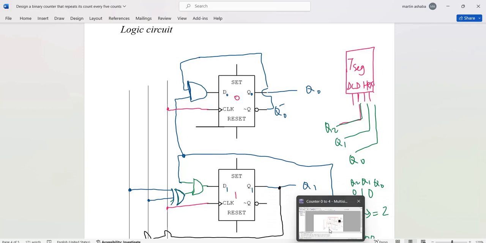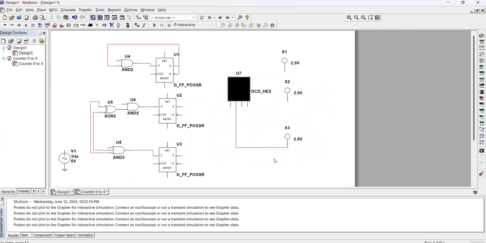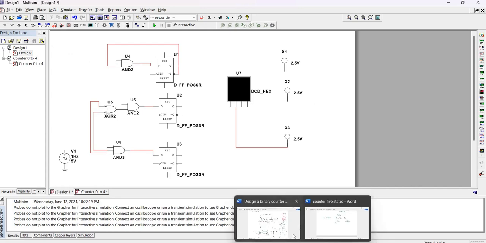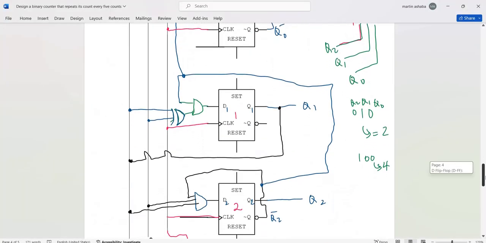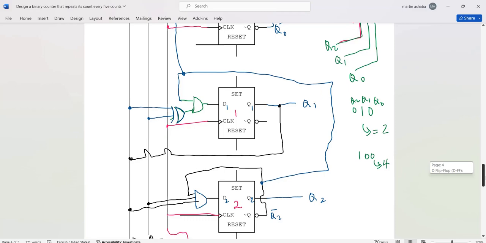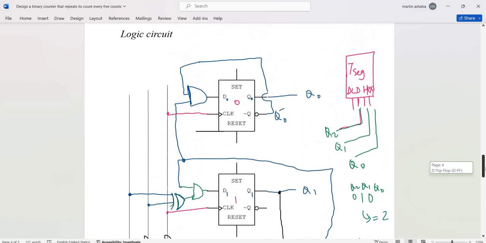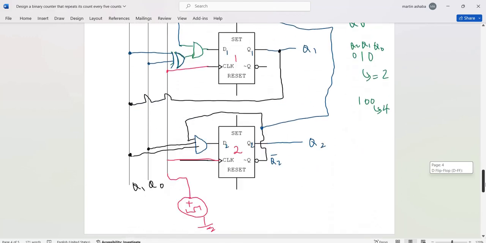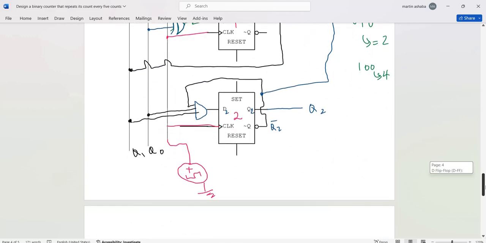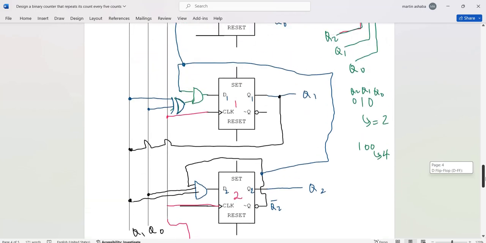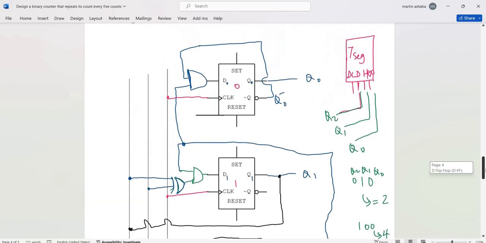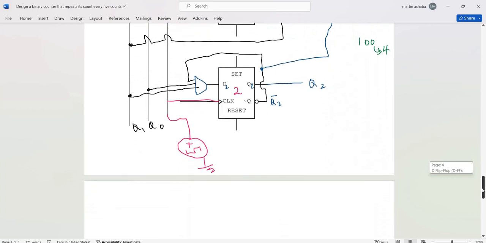So let's go to Multisim. In our Multisim, I've already imported these components. This design requires an XOR gate, an AND gate that requires 2 inputs, another AND gate that requires 2 inputs, and an AND gate that requires 3 inputs. Then you also need a D flip-flop, a DCD hex for displaying your output, and a clock signal.